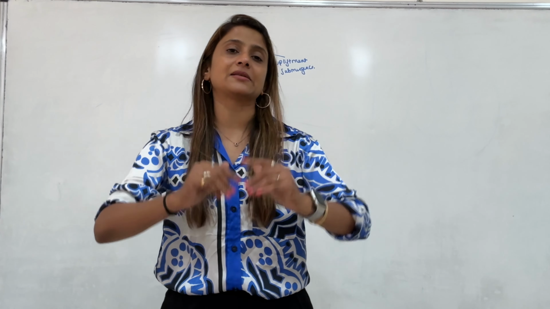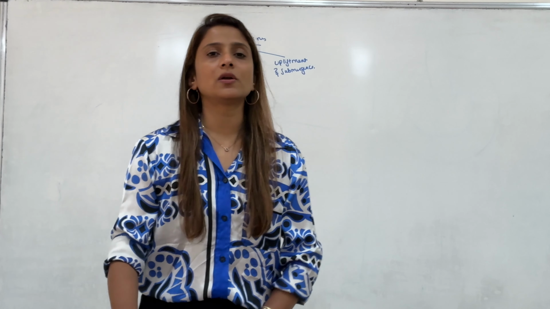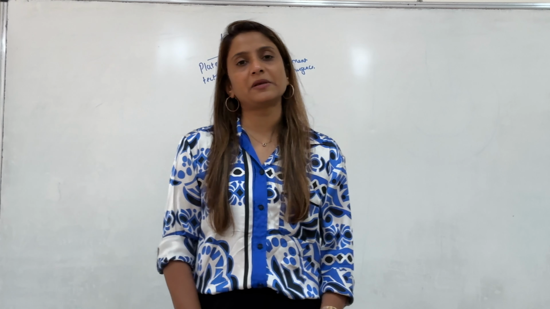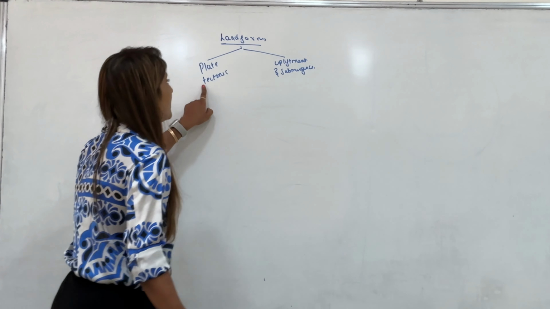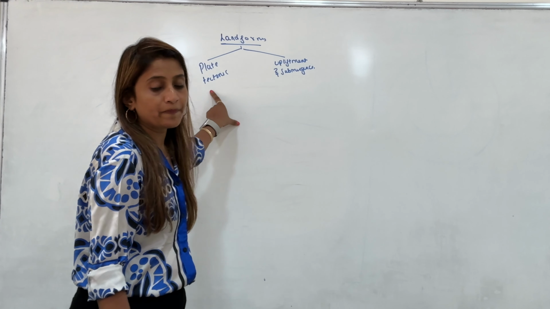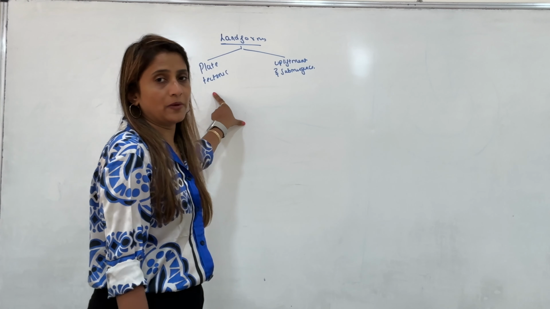It acts as a tangent to the surface of the earth. It is called oro. Oro means mountain, genic means building. Mountain building movement. So that was the first reason that led to formation of landforms.